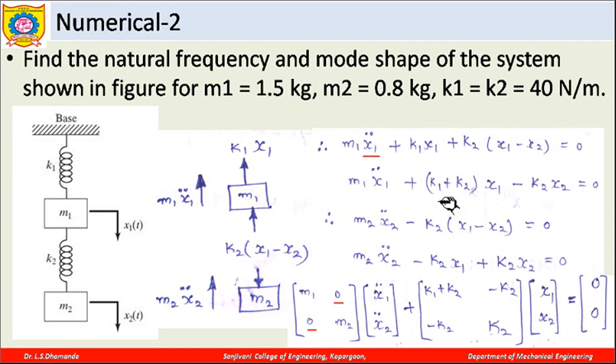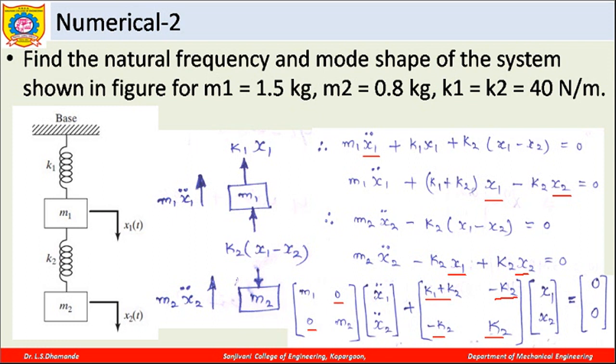Then the stiffness matrix. The coefficient of x1 and the coefficient of x2, I have to observe in the first equation. So k1 plus k2 and minus k2. Now in the second equation, this is the coefficient of x1, that is minus k2, and this is the coefficient of x2, that is plus k2. You will observe that it is symmetric, meaning k12 and k21 are the same, minus k2 and minus k2. So this is the way you write the equation in matrix form.